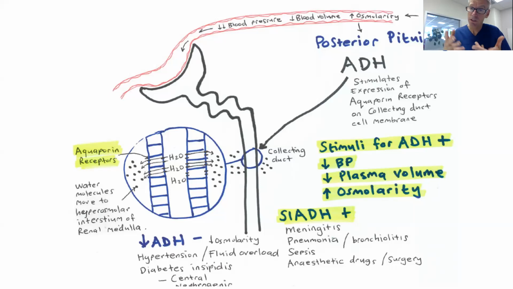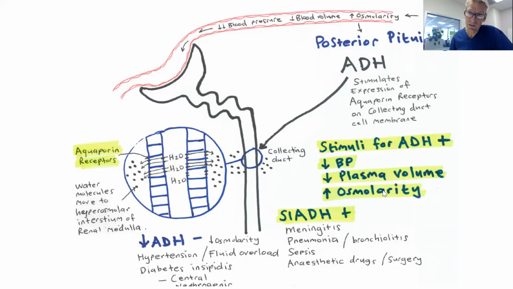Obviously, if you're hypotensive, the body wants to retain more water. Or if your plasma volume is low, then the body wants to retain more water. Or if your osmolarity is high, that is, you've got more concentrated blood, then the body wants to retain more water to normalize the osmolarity. And that's why antidiuretic hormone is secreted.